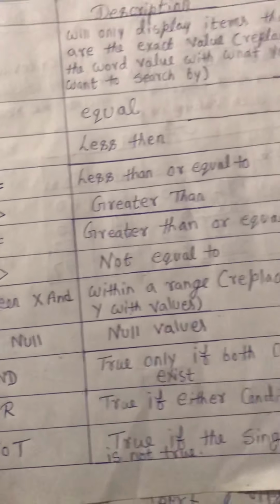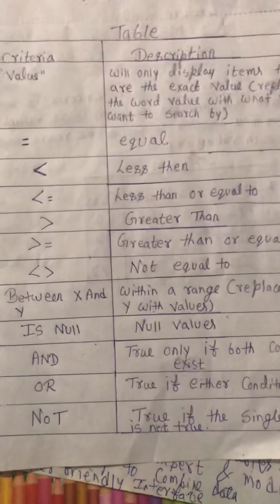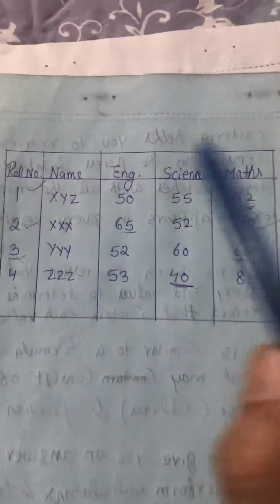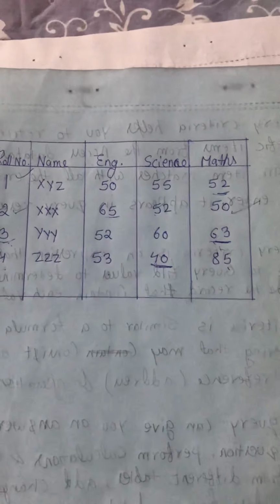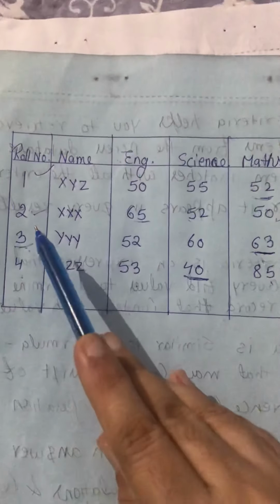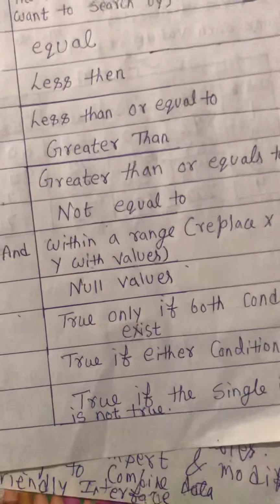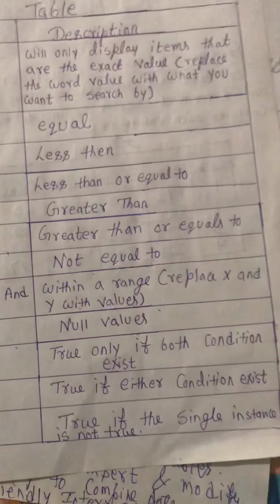Okay, and is true only if both conditions exist. That means you want to see the records of those students whose marks are equal to 65 and the marks equal to 63. So in this case it will show the record of roll number 2 and the record of roll number 3. Okay, now or is true if either condition exists.